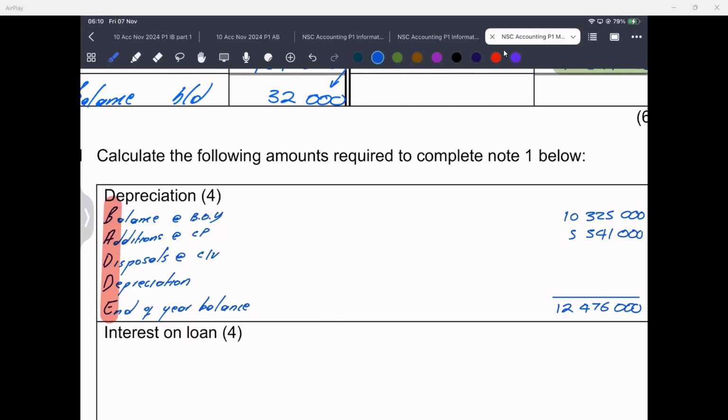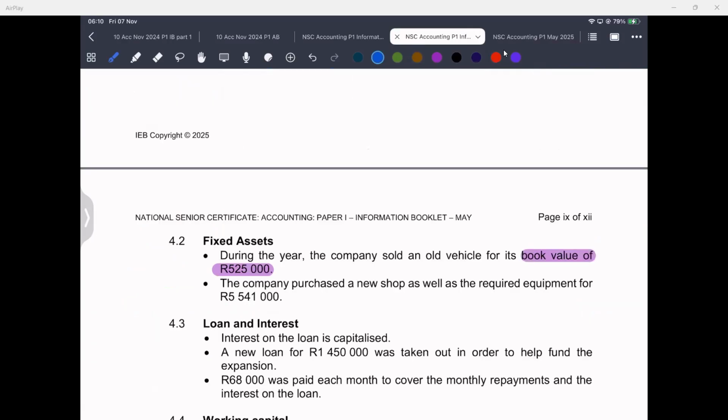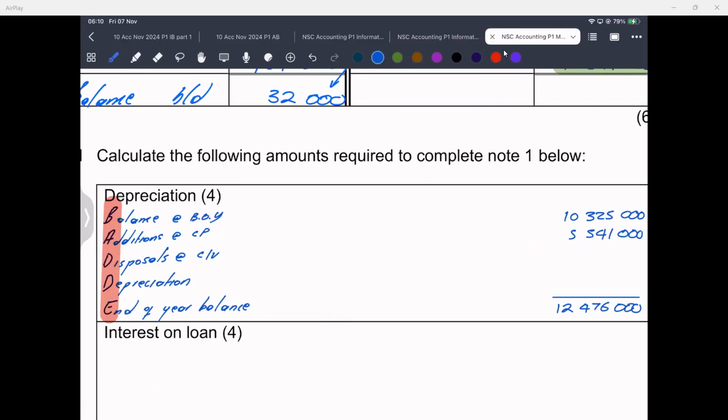And we have disposals at carrying value, which was also given to us, which is 525,000. Put that in brackets. That and depreciation will be in brackets. And you will notice that here we are simply missing our depreciation. So you will take this value over here, add what you subtracted, subtract what you added.